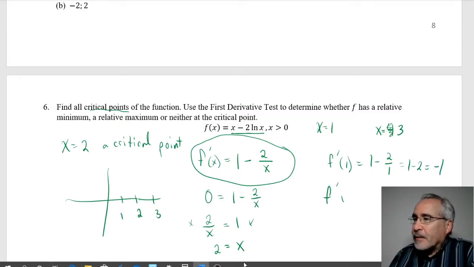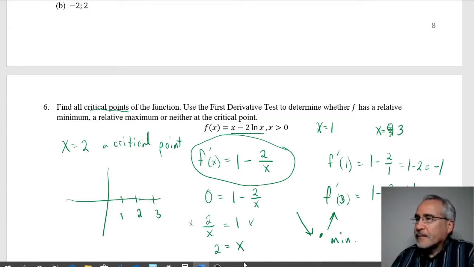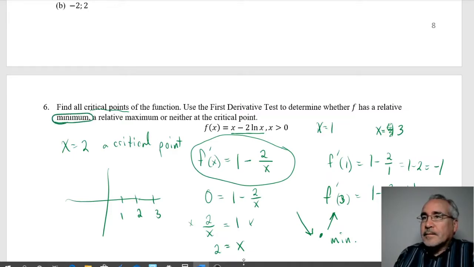We take the derivative at 3, and you could go with anything you want. 1 minus 2 over 3. Well, 2/3 is less than 1, so think of 1 as 3 over 3. That's going to be 1/3, which is a positive value. Okay, so we went negative, positive. Negative, positive means we went down and then back up, so we've got a minimum at x equals 2.